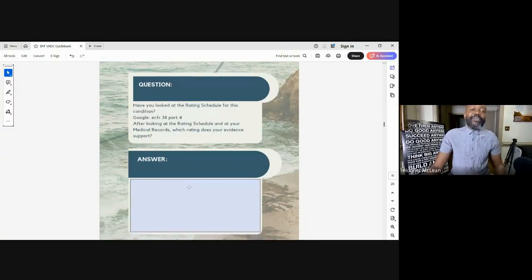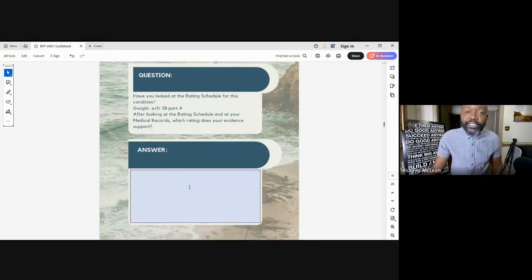All right. Have you looked at the rating schedule for this condition? So what we'll do now is take a look at that rating schedule for hypertension, and then based on what's on the rating schedule, we'll come back here and talk about which rating our evidence supports. And this just goes off of your pressure readings.